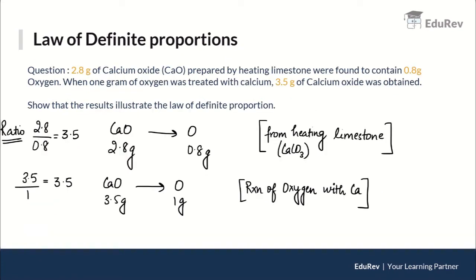Let us understand this question. It says 2.8 gram of calcium oxide prepared by heating limestone was found to contain 0.8 gram of oxygen.